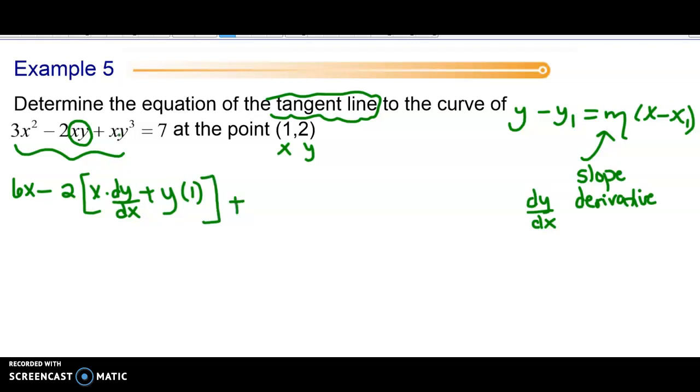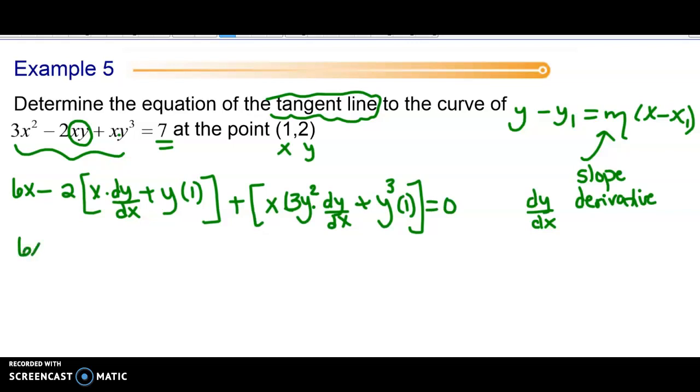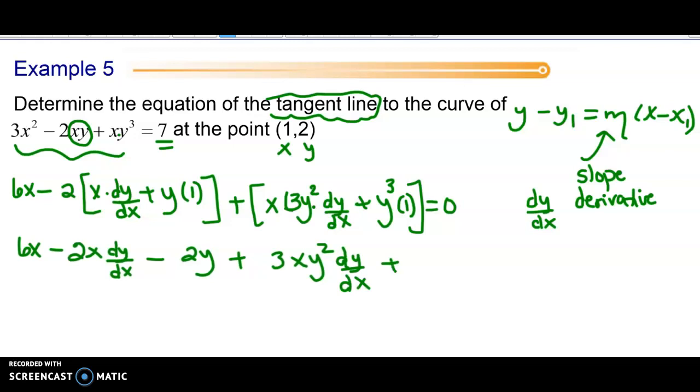Again, we have the product rule again. So we go the first times the derivative of the second, which is 3y squared dy/dx, plus y cubed times the derivative of x, which is 1. And the derivative of 7 is 0. So we got 6x. I'm going to distribute my 2 through. So I'm going to have minus 2x dy/dx, subtract 2y. I've got a 3xy squared dy/dx. I've got a y cubed, and I've got a 0.